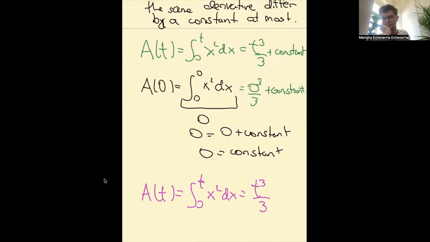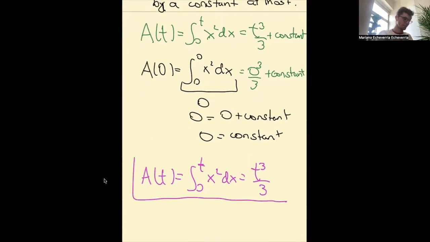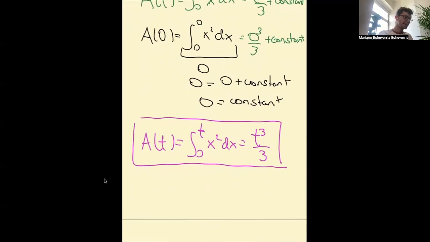Is that making sense? So what is A of 1? A of 1 would be the integral from 0 to 1 of x squared dx, because it's replacing t with 1. But if you look at the formula, it is 1 cubed over 3, and so this is 1/3.